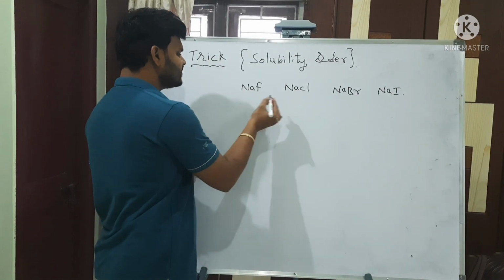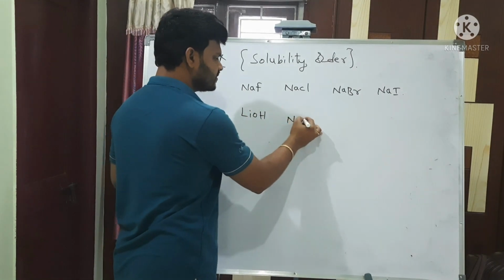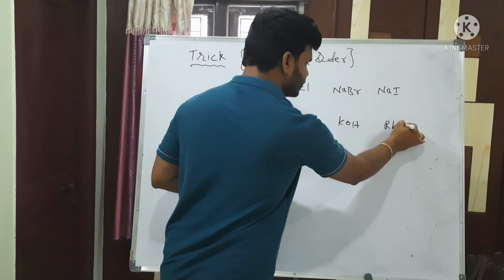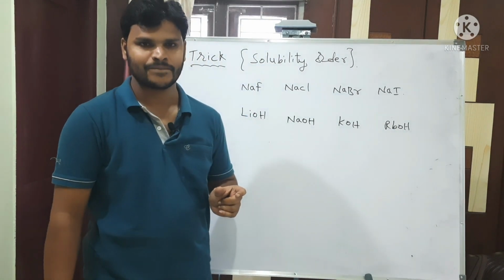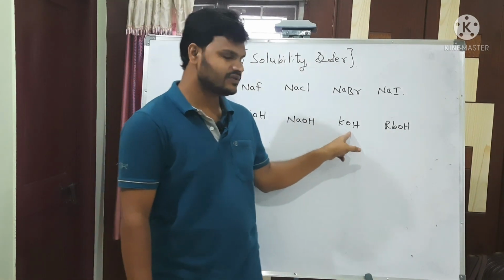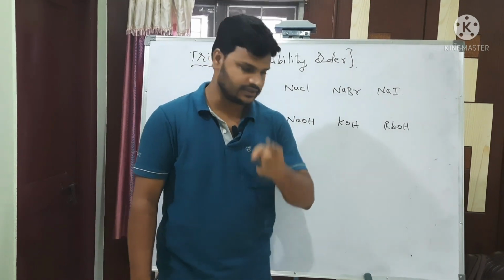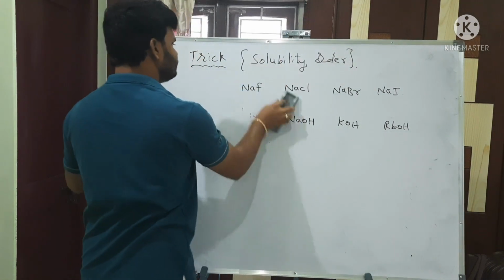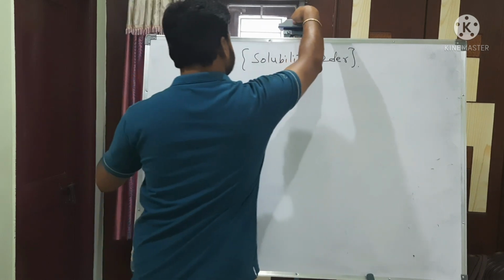Next, sometimes in examination they will ask like this: LiOH, NaOH, KOH, RbOH. Out of 4, which is more basic in nature? So now you are getting confusion, but after the trick you would never get confusion. Listen very properly, I am going to give the trick. Just look at the board students.